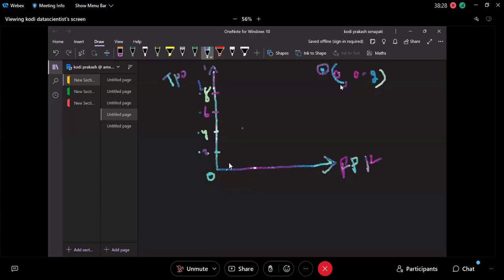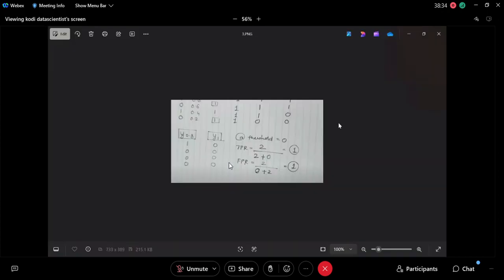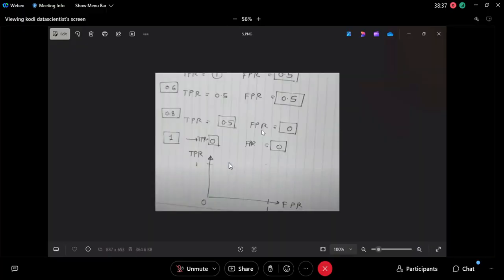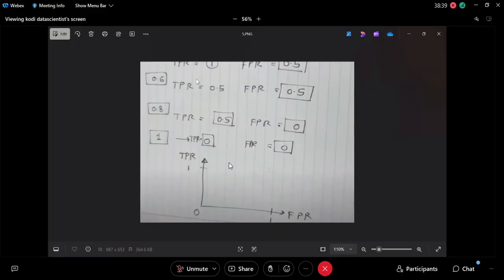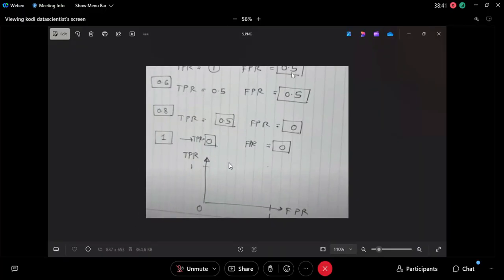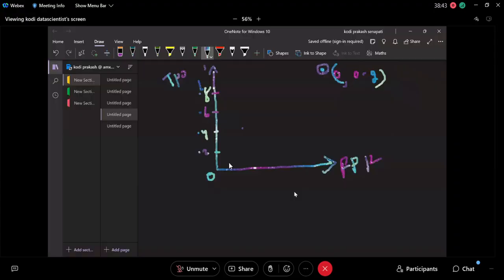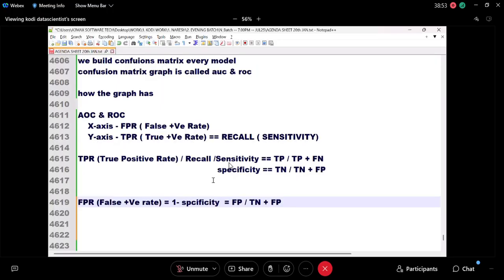Can I compute threshold 0.4? 0.4 means how much probability? 40%. Now let's compute the 40%. In the same way, if you follow, what is TPR? 1. FPR is how much? 0.5. So TPR is 1, FPR is 0.5. Somewhere you will get it here. 0.5, guys, I'm sorry. So here, this would be the mid. So that's what I'm showing, and I'll show this graph.